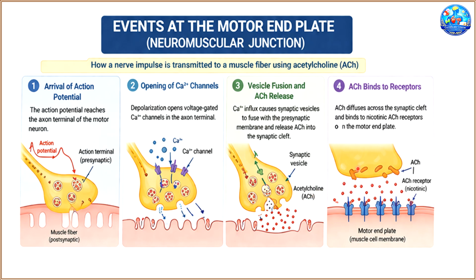exocytosis. So once the acetylcholine is released into the synaptic cleft, it reaches the postsynaptic membrane, which is the muscle membrane. Here the acetylcholine will bind to the nicotinic acetylcholine receptors which are present at the motor end plate, that is the muscle cell membrane.